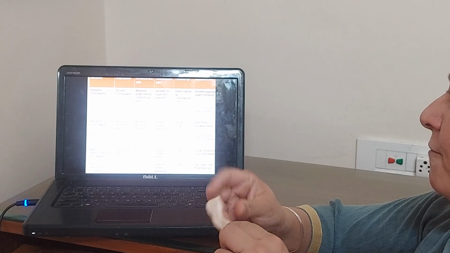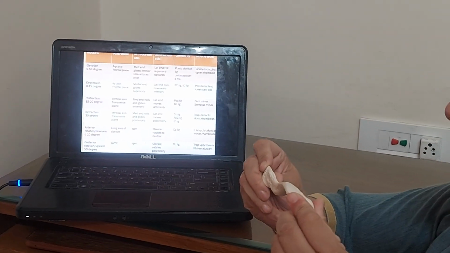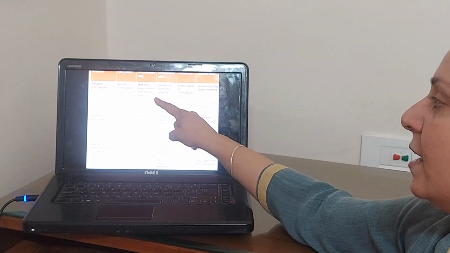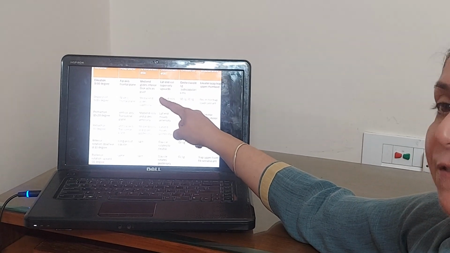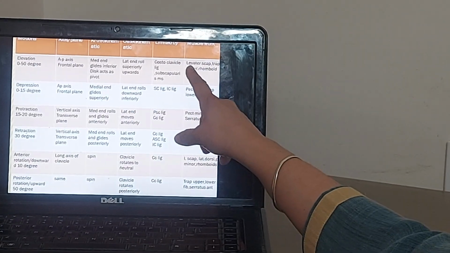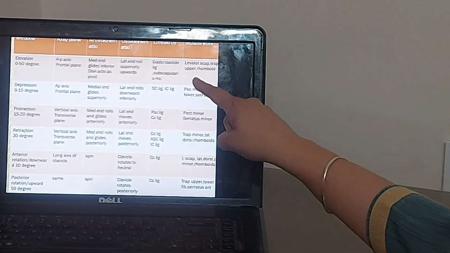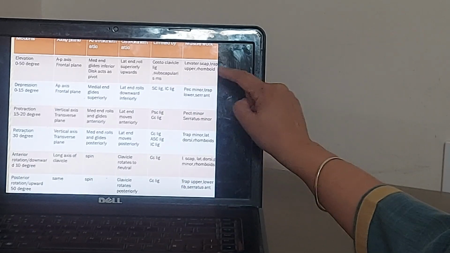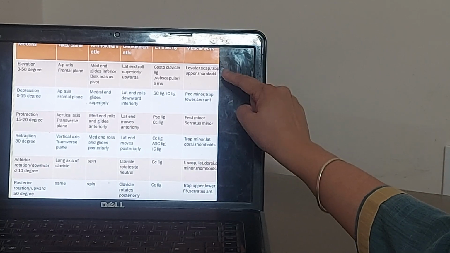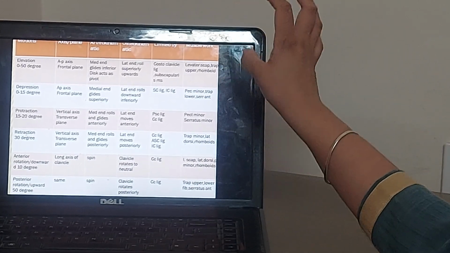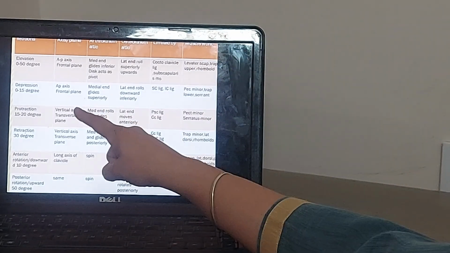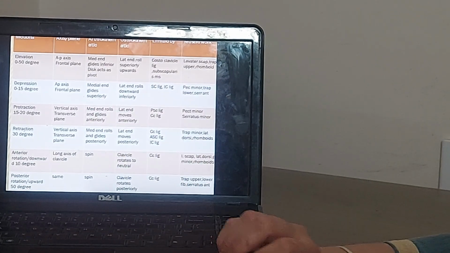The lateral end of the clavicle is basically rolling superiorly and upwards, whereas the medial end is gliding inferiorly, where the disc is acting as a pivot. It is limited by the costoclavicular ligament and the subclavius muscle, and the muscle work is by levator scapulae, trapezius upper fibers and rhomboids. They come into play, or the muscles contract, during the elevation motion. Whereas in depression, 0 to 15 degrees of depression takes place.